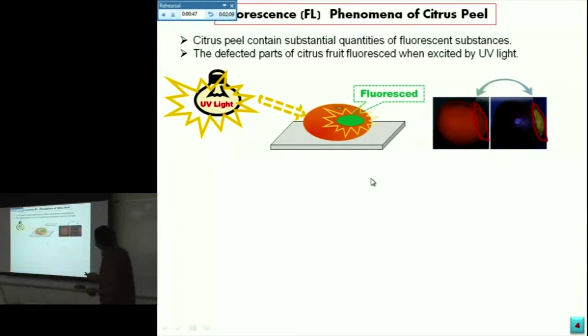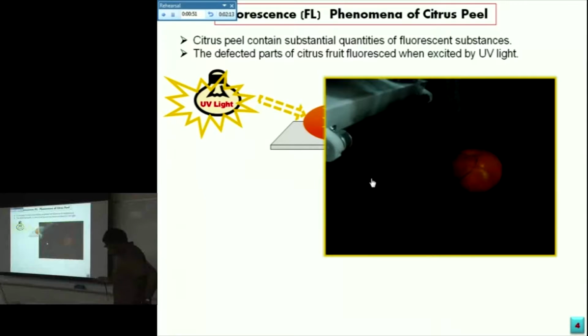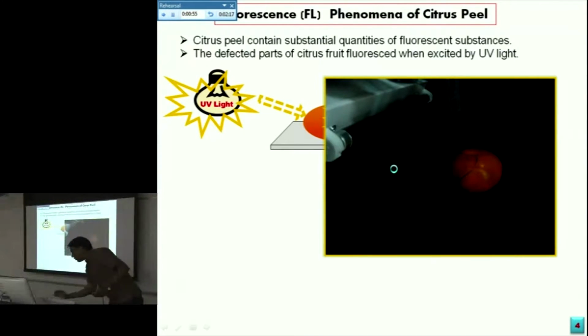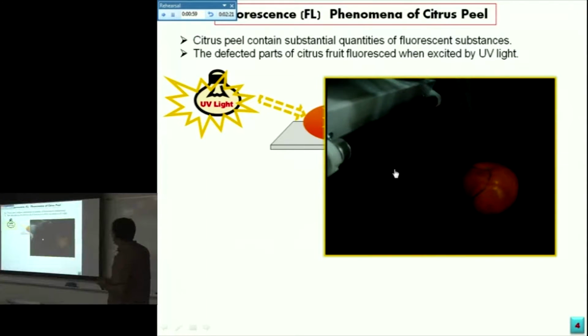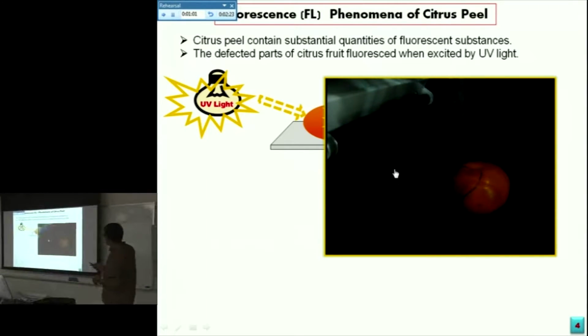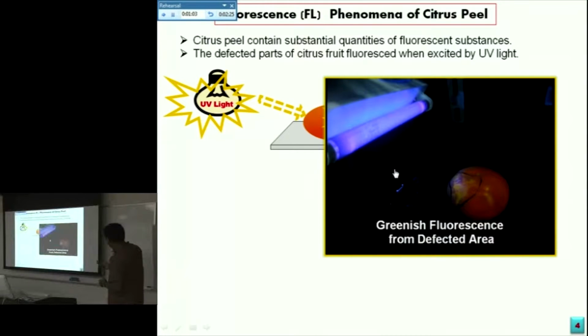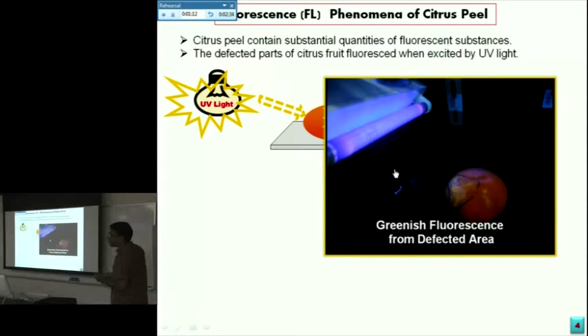And from this short video, we will be clear about what the fluorescence reaction or phenomenon from the citrus surface is. When excited by UV light, here you can see the damaged or defective area fluoresces. We can see greenish fluorescence from the defective area. So this is the actual phenomenon of the fluorescence imaging based system.